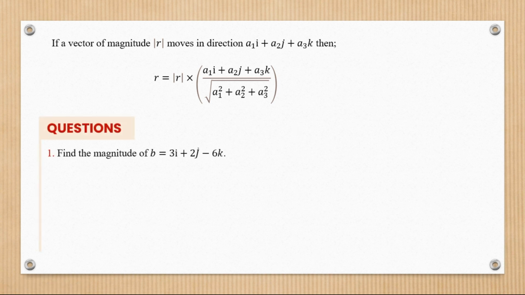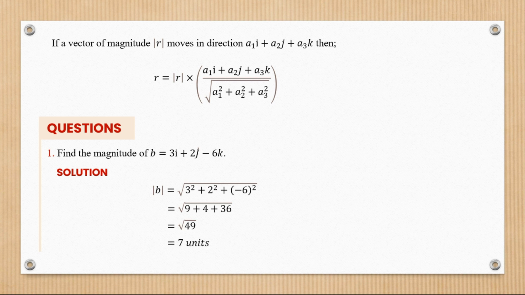We're being told to find the magnitude of B equal to 3i plus 2j minus 6k. As you remember, the formula for finding magnitude is the square root of 3 squared plus 2 squared plus negative 6 squared, which is the square root of 9 plus 4 plus 36, which is root of 49, and the answer is 7 units. So that is the magnitude of the vector B.